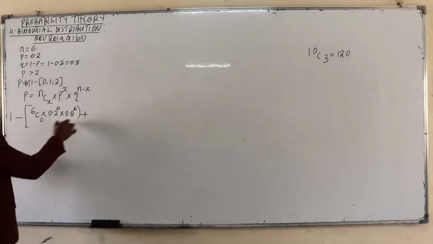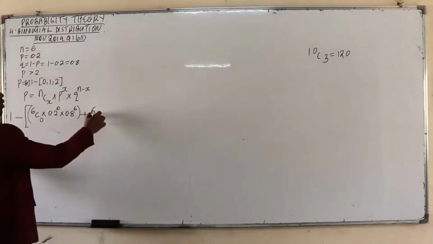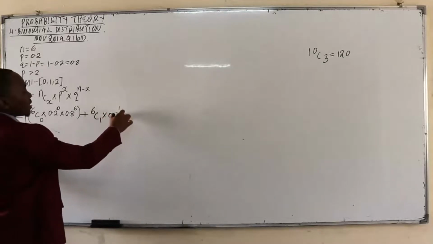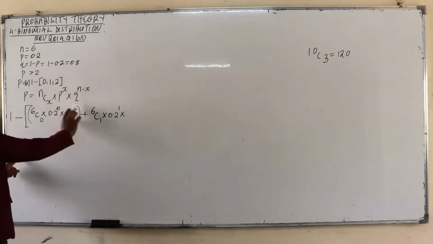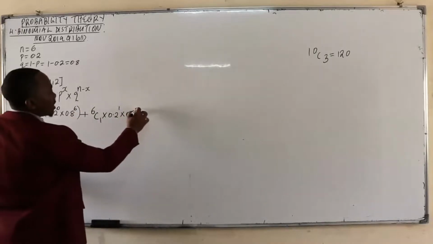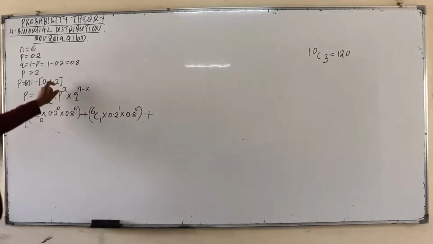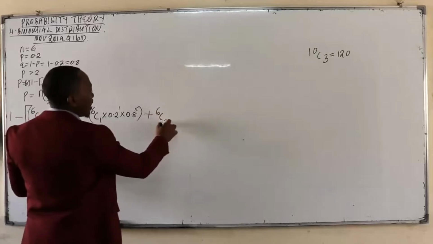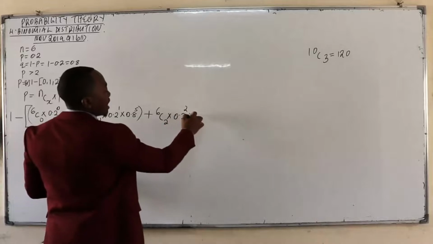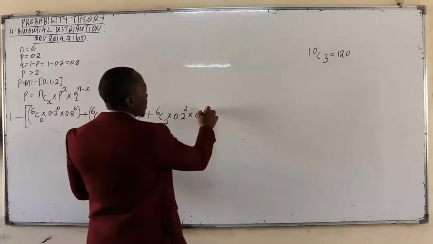Plus, when X is 1, it will be 6 combined 1, times 0.2 raised to power 1, times 0.8 raised to power 6 minus 1, which is 5. Also when X is 2, it will be 6 combined 2, times 0.2 raised to power 2, times 0.8 raised to power 6 minus 2, which is 4.